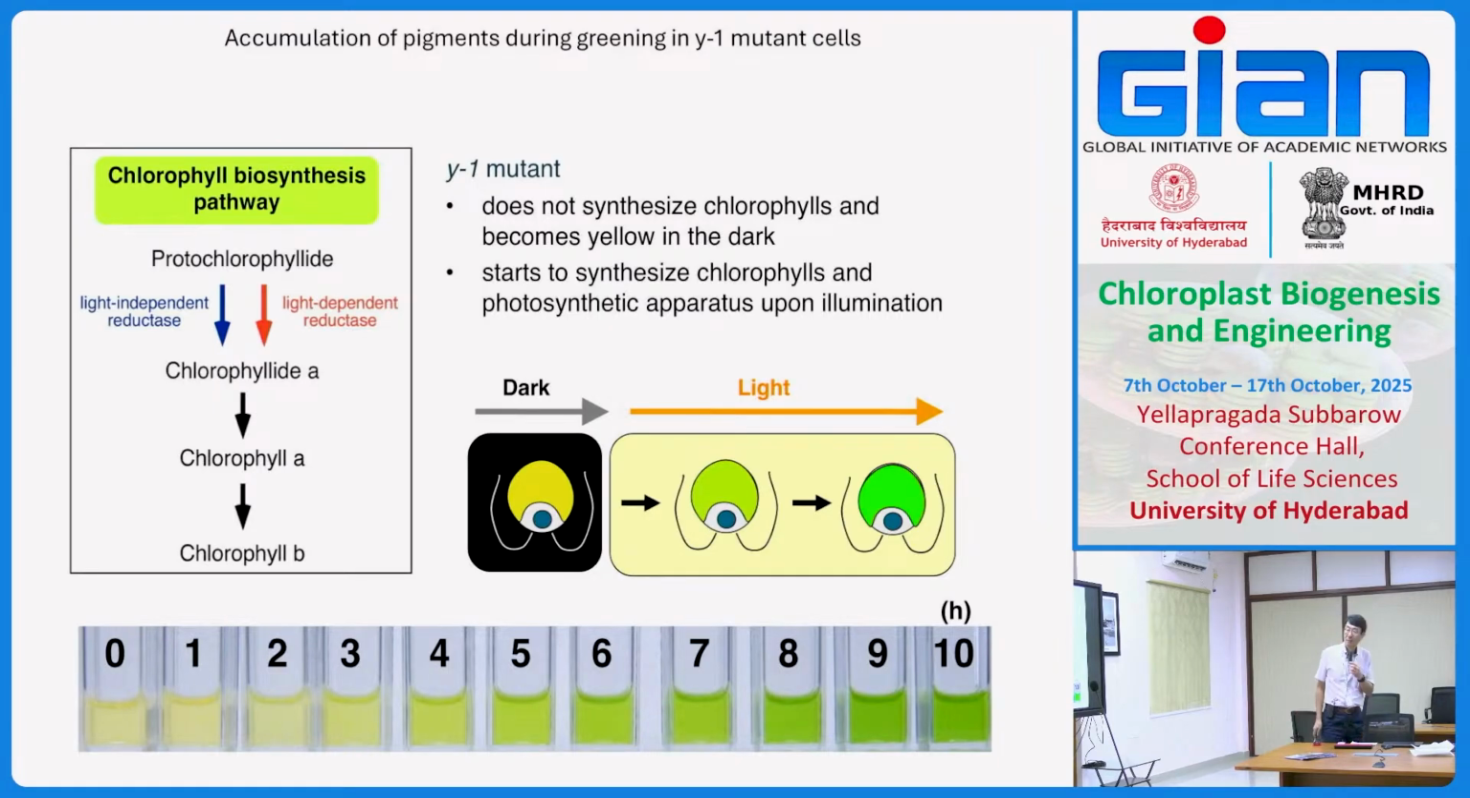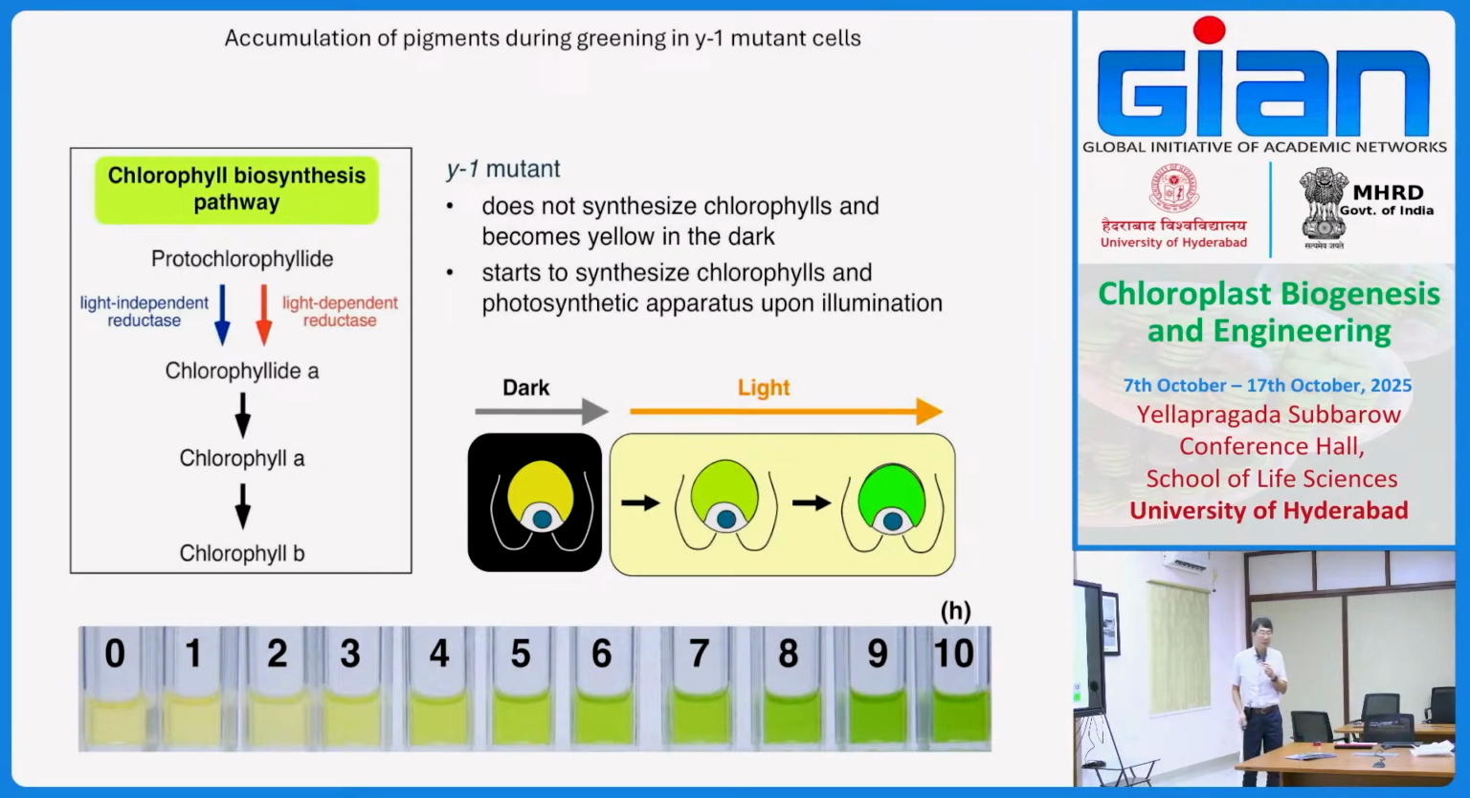So if we grow the cells in the dark, they become yellow. The chloroplast becomes etiolated, and then during illumination it turns to green, yellow-green, full green. Protochlorophyllide becomes chlorophyllide by the light-dependent reductase, and then chlorophyll a and b are finally synthesized.